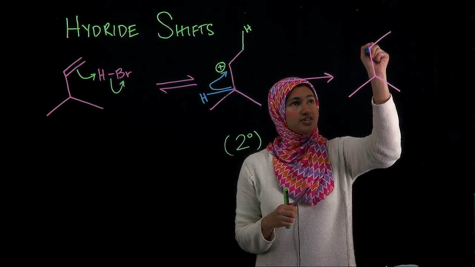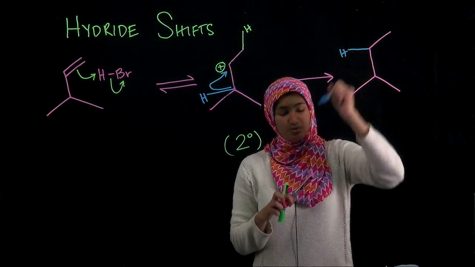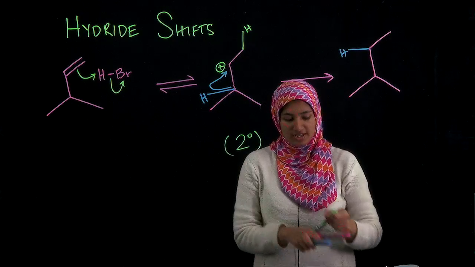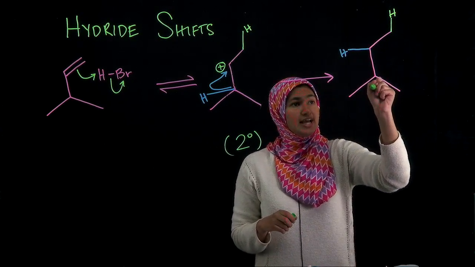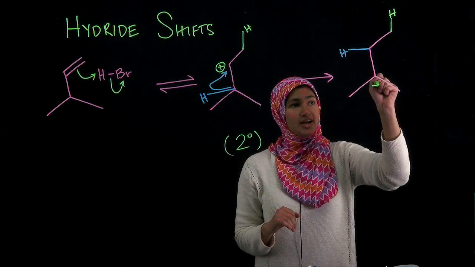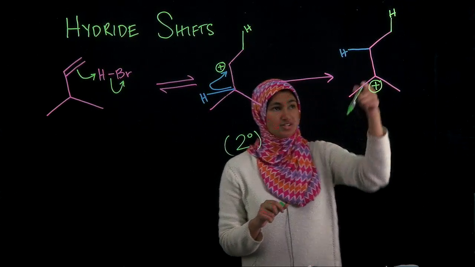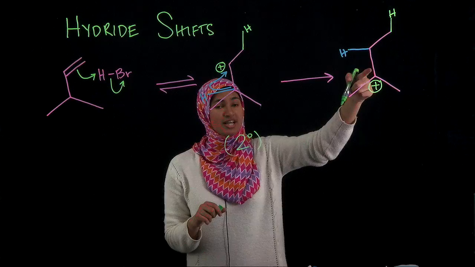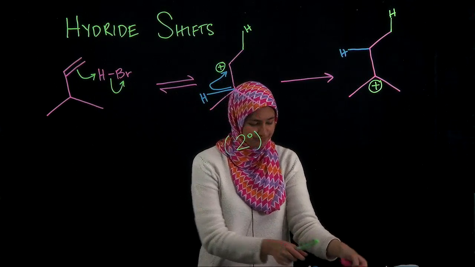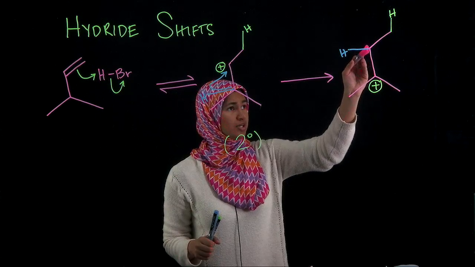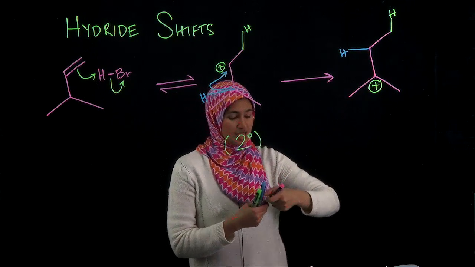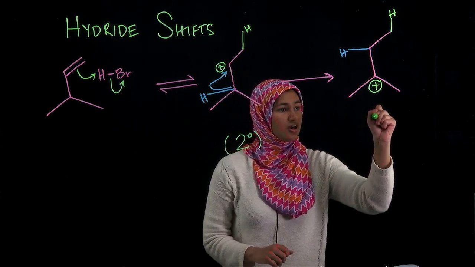Again, I'm going to keep my colors consistent. This is the hydrogen that we just used for our hydride shift. This is the original hydrogen that we added across our double bond. And now our carbocation is this region right here, centered. The electron deficient region is on this carbon right here. And again, this is a carbon attached to 1, 2, 3 other carbons, making this a tertiary carbocation.